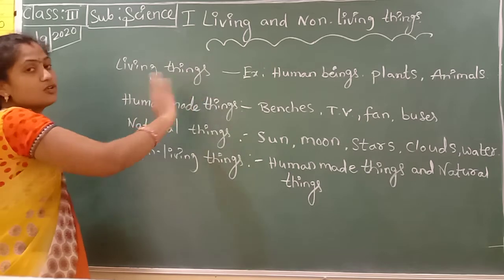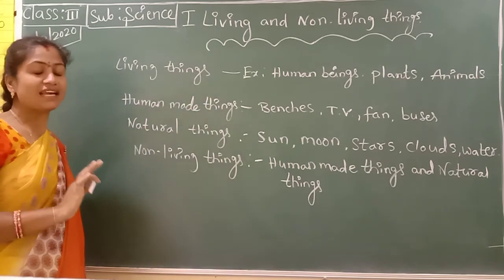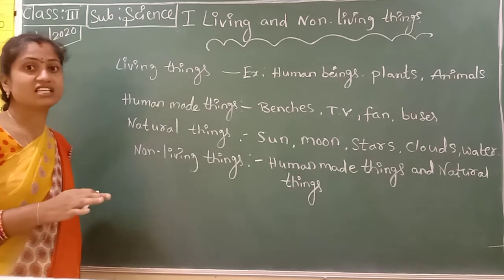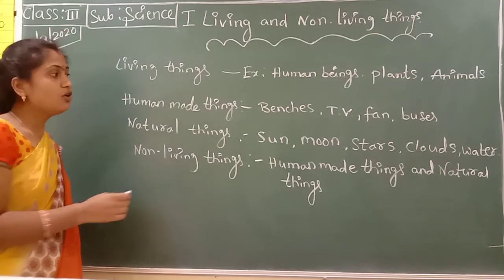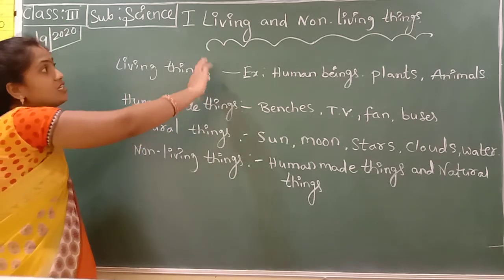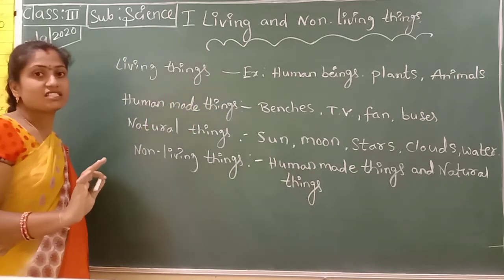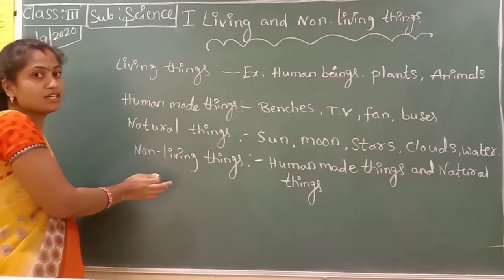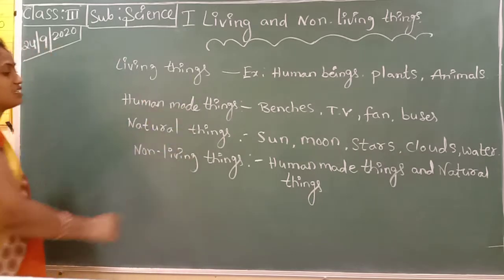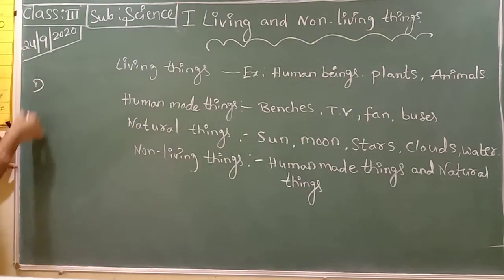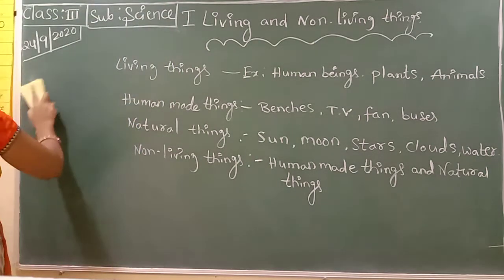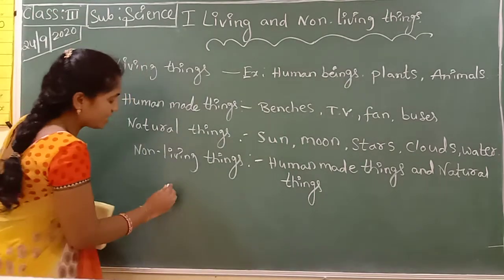Only living things need food. Living things can breathe. Living things can grow. Living things can feel. Living things can reproduce. So, these all are living things. So, first of all, we will discuss the living things and non-living things. What is the differentiation between living things and non-living things? First point, living things need food. Okay, we write it down.